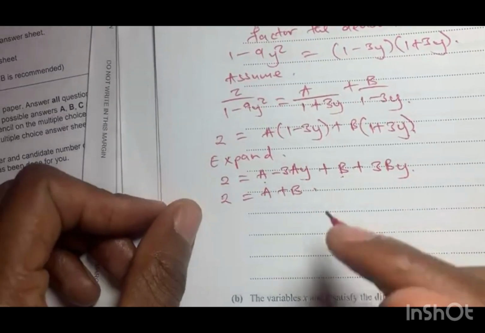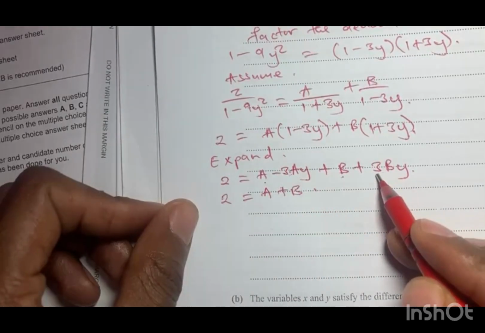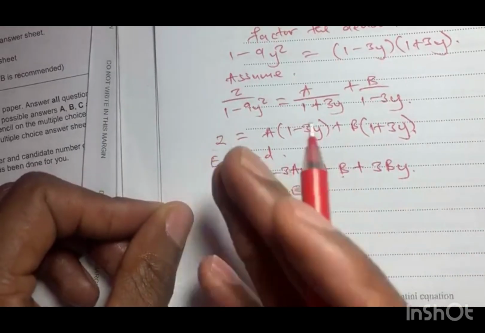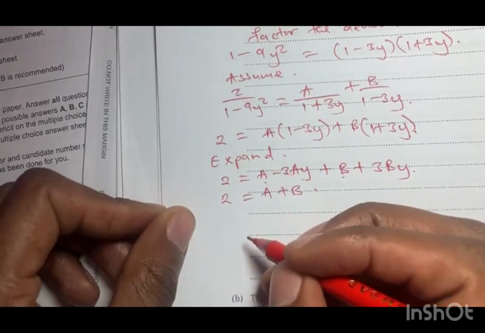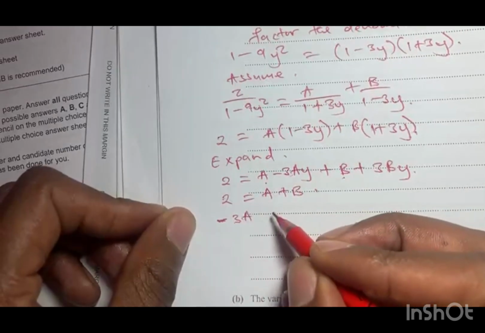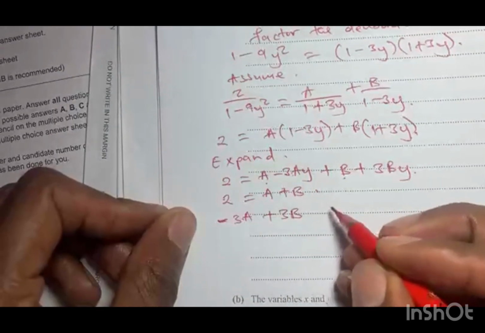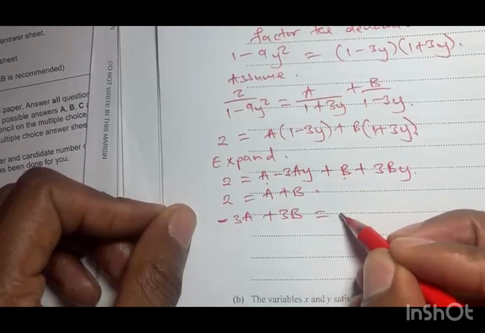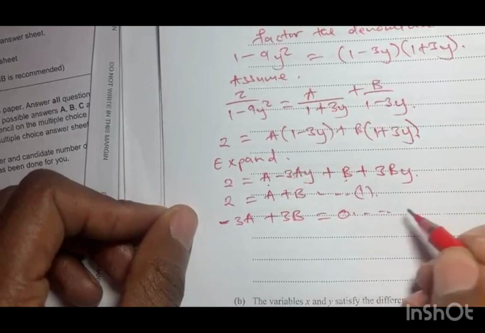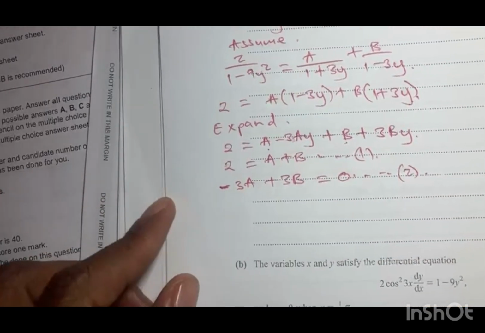Then terms in y, I've got minus 3A and plus 3B. So it's equivalent to 0 because I don't have a term in y this side. So I'm going to say minus 3A plus 3B is equivalent to 0. So this is equation number 1. Then this one is equation number 2. Okay.